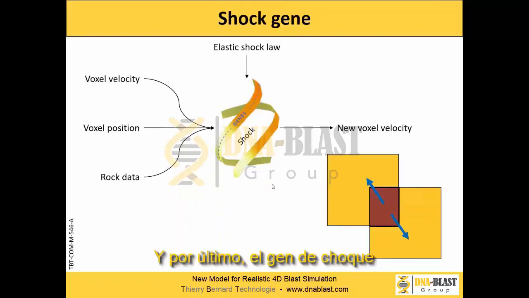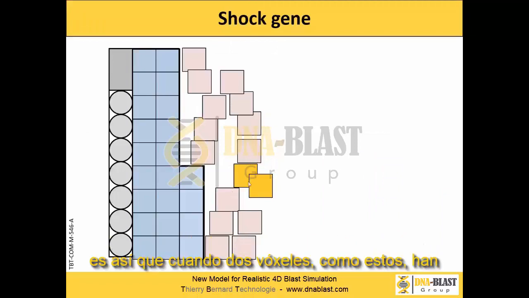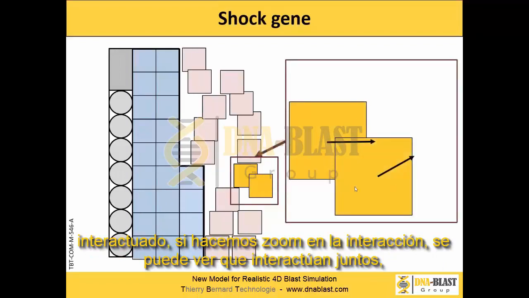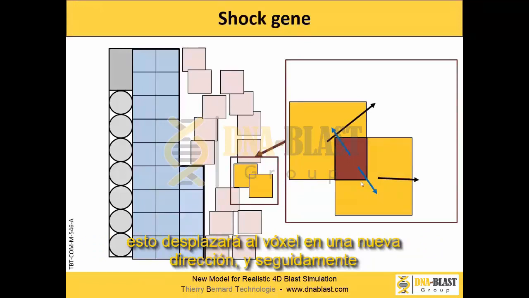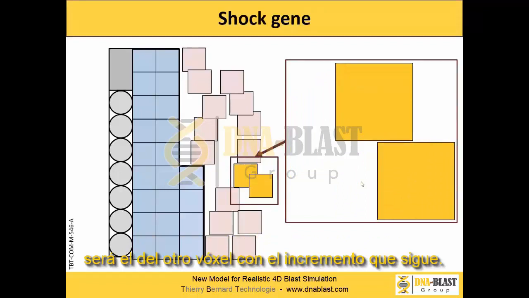And the very last one is the shock gene. We've got voxels flying, and they've got interaction, they shock each other. So when two voxels like this have interaction, if we zoom on the interaction, you will see they interact together. So you've got some repulsion forces that apply in between the voxels that will move the voxels in a new direction. And the next step will be that for the voxels at the next step increment.